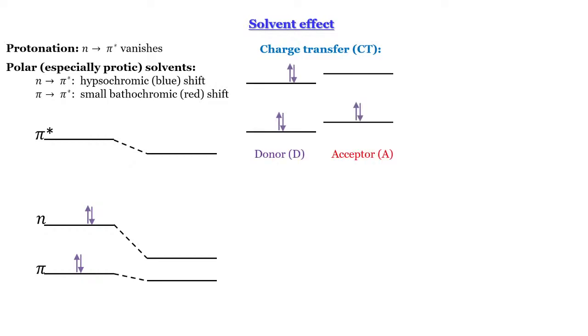Another kind of transition that one can get is charge transfer. When you have two moieties, one electron donor, one electron acceptor, upon excitation, the electron can actually go from the HOMO of the donor to the LUMO of the acceptor.